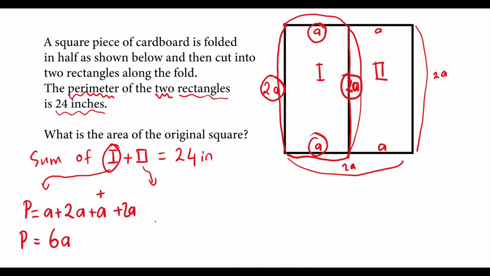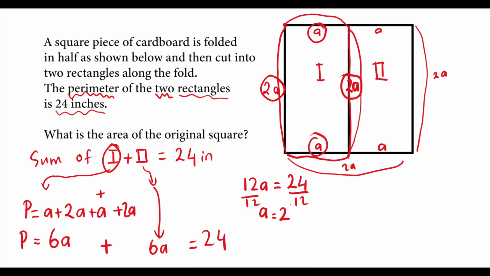The second rectangle is also the same thing, because they are identical rectangles. If we add them together, it should give us 24. That means 12A, if we add 6 apples and 6 apples, it makes 12 apples, and then it equals 24. So what is the value of one apple? If we divide both sides by 12, it equals 2. So A is 2. Basically, this side length here, A, is 2. If we have 2 of them, it should be 2 times 2 equals 4. So this is 2, this is 2, and this is 4.